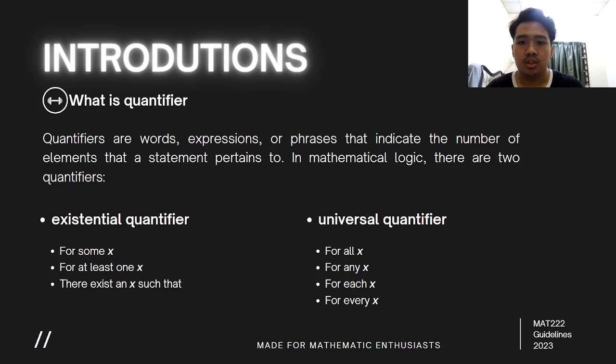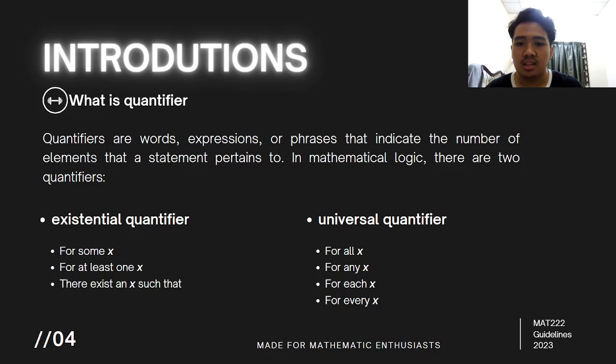The introduction of this topic, we will start with what is a quantifier. Quantifiers are words, expressions, or phrases that indicate the number of elements that a statement pertains to. In mathematical logic, there are two quantifiers. The first one is the existential quantifier. The second one is the universal quantifier.